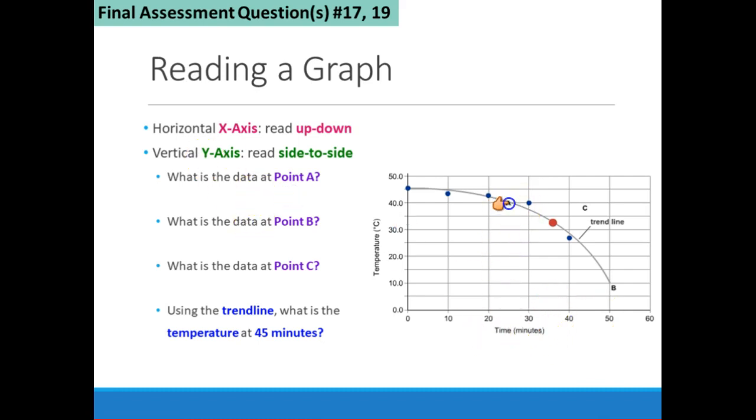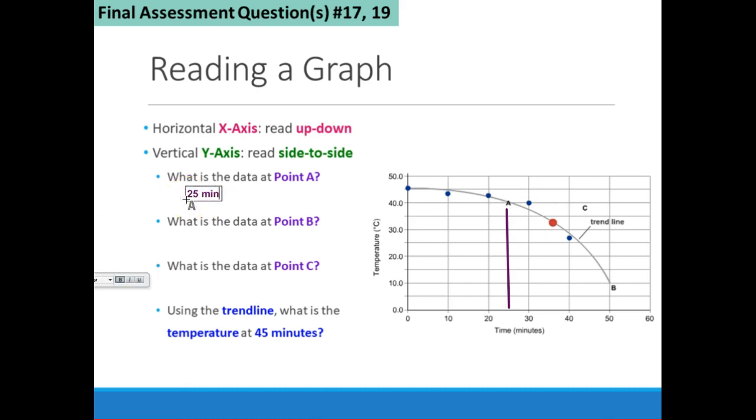For example, take a look at the data at point A. Looking up and down, what time is this at point A? Look up and down and tell me what time this would be. Tell me in the chat box. I can actually draw a line here for you too. Yeah, so this is at 25 minutes, exactly.